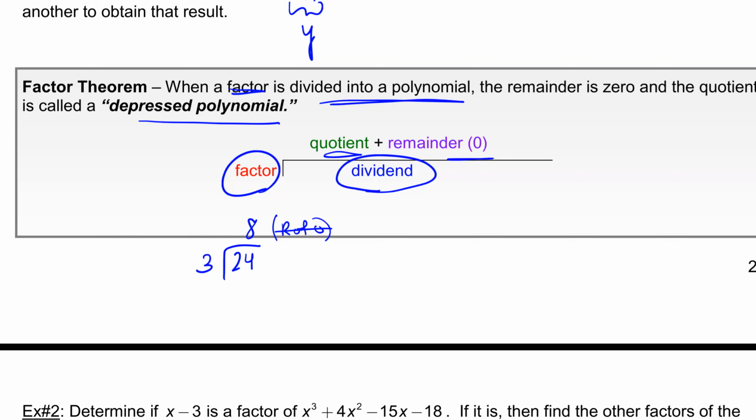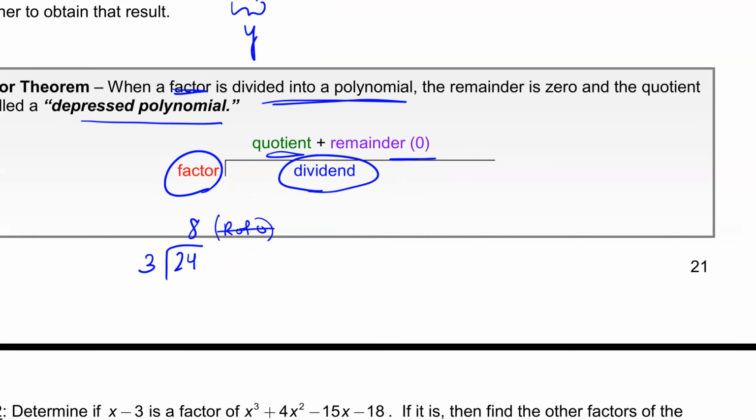Okay, we could try another one. Let's say I have a function, f of x, and it's x squared plus 6x plus 5. We can factor this. What are the factors? What adds to 6 and multiplies to 5?